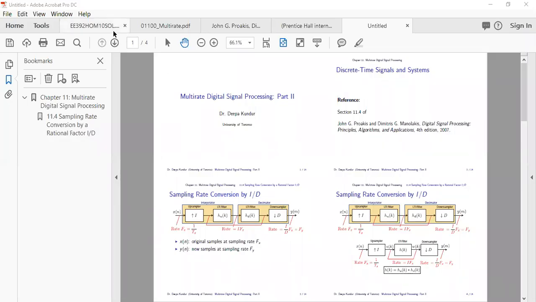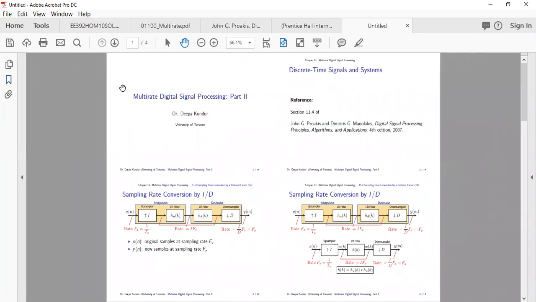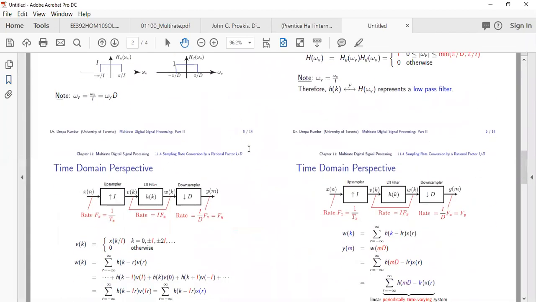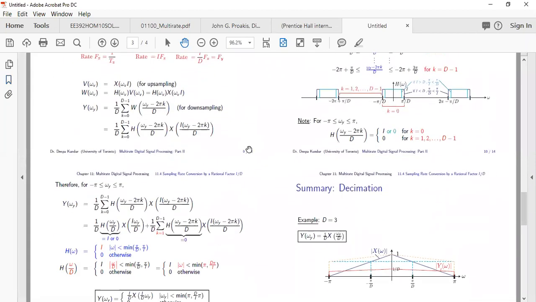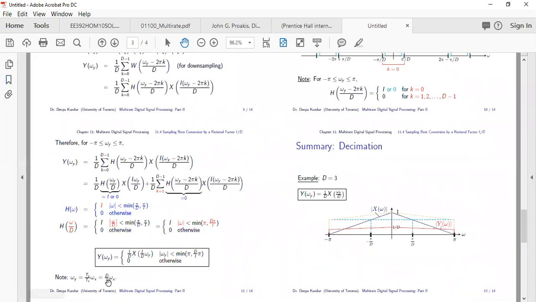Okay, I found the notes over here. This is from Deepak Kundra, from University of Toronto. You can look it up on the internet. This is a general representation of the relationship between the sampling frequencies in terms of omega and the sampling rates of the Y signal and X signal. It is related by omega Y equals D upon I multiplied by omega X, where D is our downsampling value and I is our upsampling value.